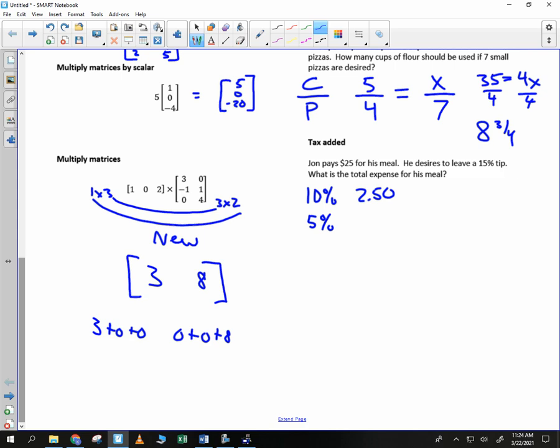That would be half of the 10, right? Which would be 1.25. So if you add those together, you get the 15% tip, which is $3.75.